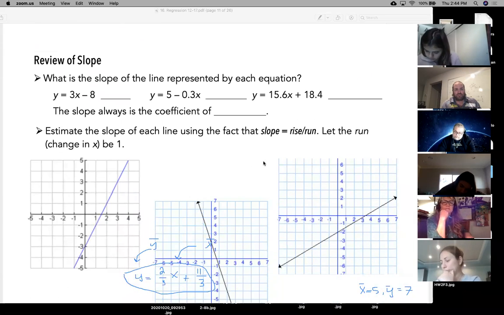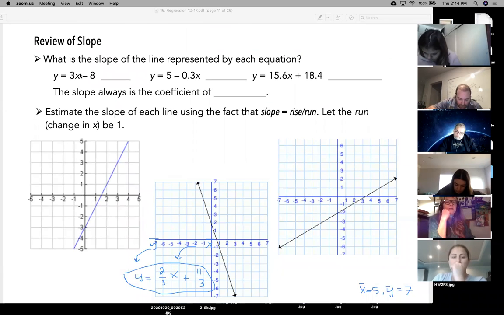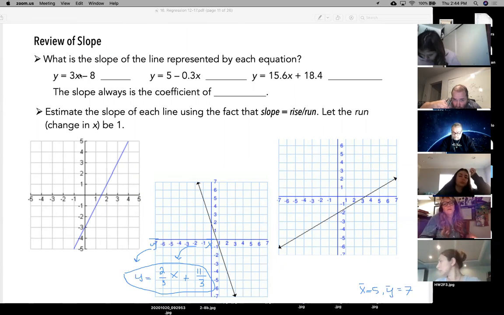Okay, so let's just review slope for a second. Y equals 3x minus 8. What's the slope of that line? 3. That's the number in front of the X. Y equals 5 minus 0.3x. What's the slope? 5? No, it's not the number by itself. It's the number in front of the X. What's the slope? Negative 0.3.